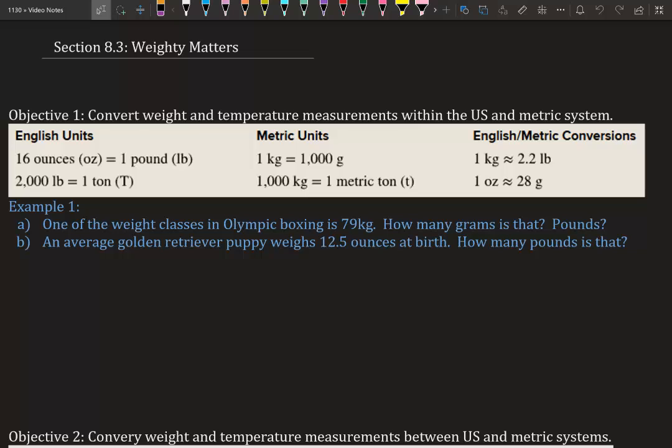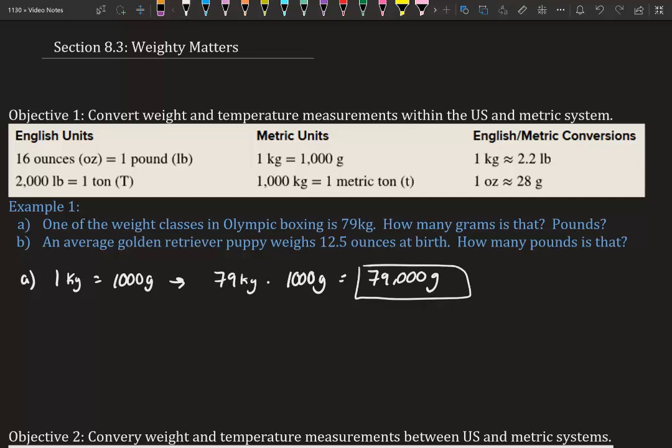One of the weight classes in Olympic boxing is 79 kilograms. How many grams is that? And how many pounds is that? Alright, so we're going from kilograms to grams. So I know 1 kilogram is 1,000 grams. So if we're talking about 79 kilograms and we need to go smaller, we're going to be multiplying. So we're going to multiply by our conversion of 1,000 grams and we get 79,000 grams.